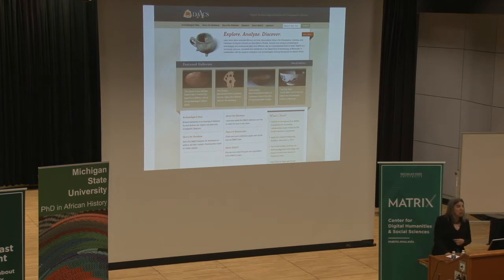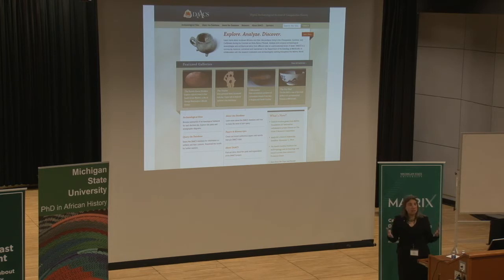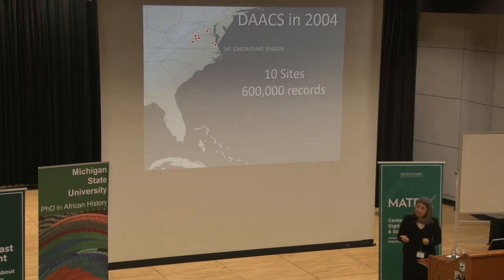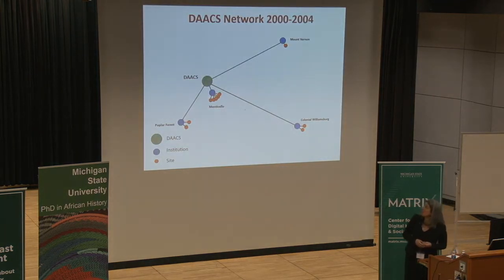Quick screenshot of our website. We started in 2000. It took us 4 years to develop the database, collect the initial set of data, and launch the website in 2004. And when we launched, we had 10 sites and 600,000 records from the Chesapeake. We were originally called the Digital Archaeological Archive of Chesapeake Slavery, and that's what our collaborative network looked like in 2004.